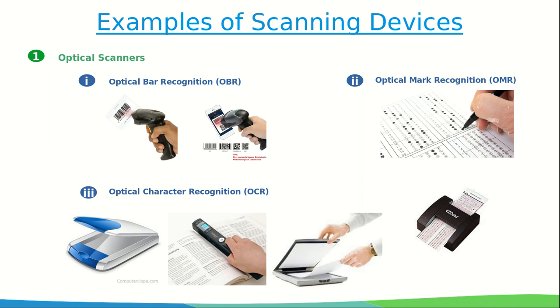Now, the second one here that you can see is the OMR, the optical mark recognition. The optical mark recognition is a type of scanner that detects marks made on a piece of paper using a pencil or a pen. So the OMR reader then scans these marks that have been made on the piece of paper, again using a special light called infrared.